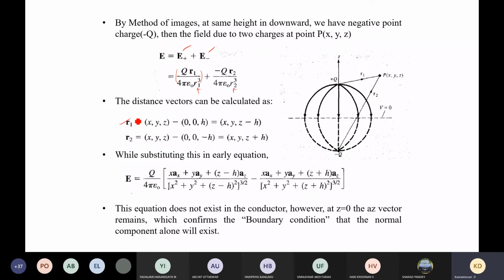And with respect to this plane origin, we have to calculate R1 and R2. Since the point is located at x, y, z, we have to triangulate this problem with proper trigonometry, so we will get R1 and R2. Once R1 and R2 have come, we can calculate the corresponding vectors with respect to the origin. When we find the difference, we will get R1 and R2 here. Then we substitute here, and we will get the electric field.